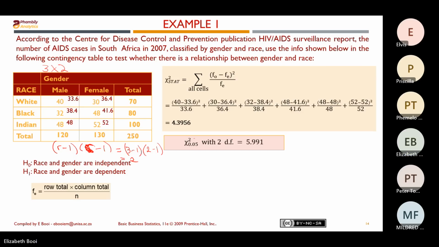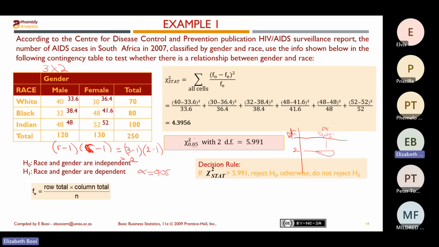Our alpha is 0.05. They would have given you that in a statement when you are writing your assignment or questions. We need to go to the table, so you go to the critical values of chi-square table. You look for the degrees of freedom of 2, and you look for 0.05 alpha, where they both meet. That will be 5.991.